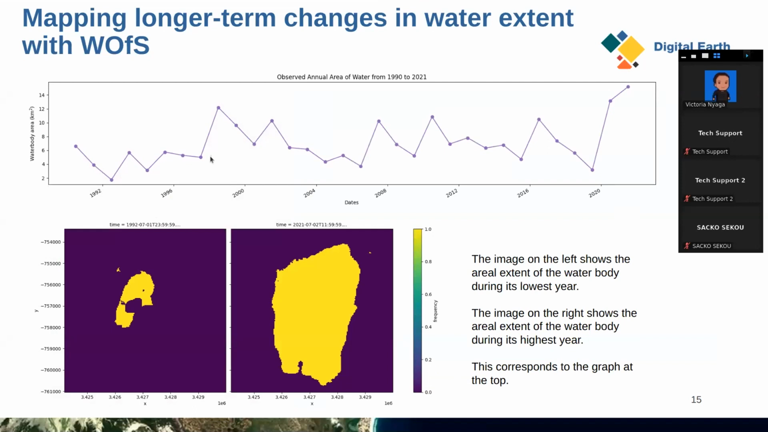Using the same method as in the Sentinel-2 notebook, we can plot the change in area for all the years that we've loaded the data for. As we can see, the areal extent of the water body for the lowest year compared to the highest year: this is 1992, which corresponds to this point on the graph, the lowest point, and our highest year is 2021, which, as you can see from the graph, is here at the highest point.